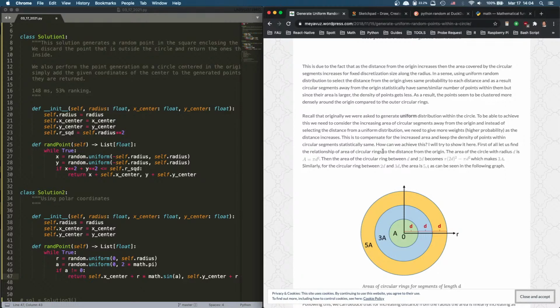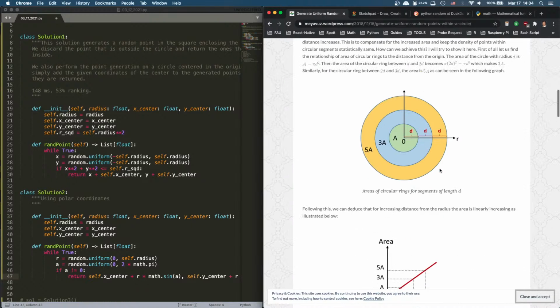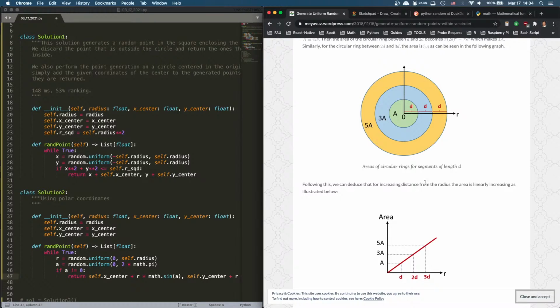Of area of circle rings, okay. The area of the circle with radius d, that's true. And the area of the circular ring between d and this, yeah, that's true, which makes 3a. Similarly, the other with 5a, okay. From this, we can deduce that for increasing distance from the radius, the area is linearly increasing as below. You sure it's linearly increasing? We can try to find the relationship.